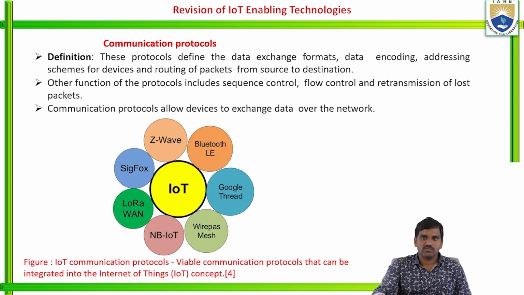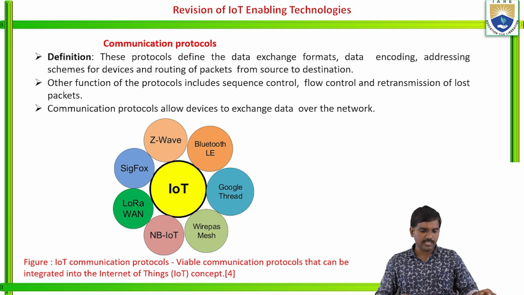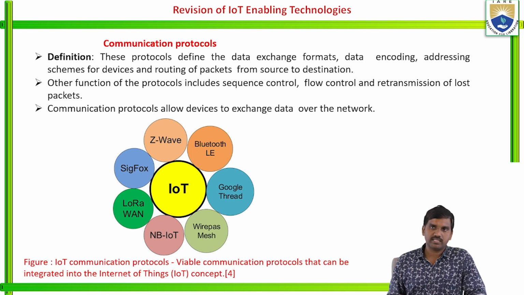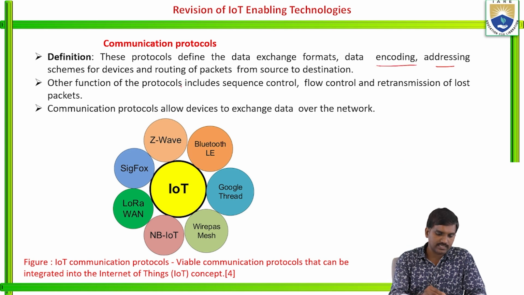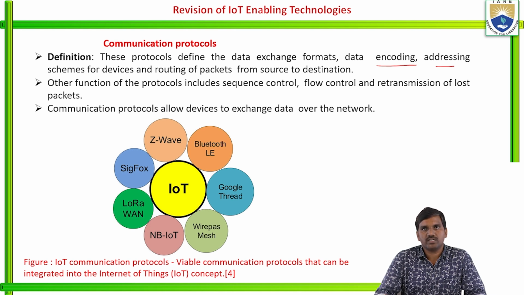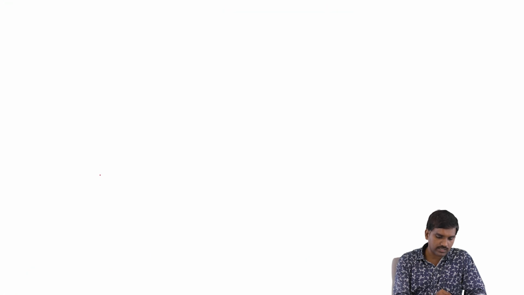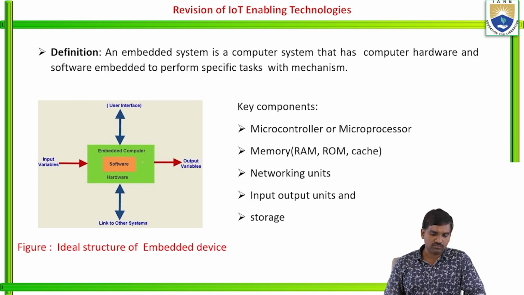The next topic is communication protocols. These protocols define the data exchange formats, data encoding, addressing for devices, and routing of packets from source to destination. So here we have different communication protocols that allow data to be exchanged over the network, like Z-Wave, Bluetooth, Google Thread, Wireless HART, NB-IoT, LoRaWAN, and Sigfox.